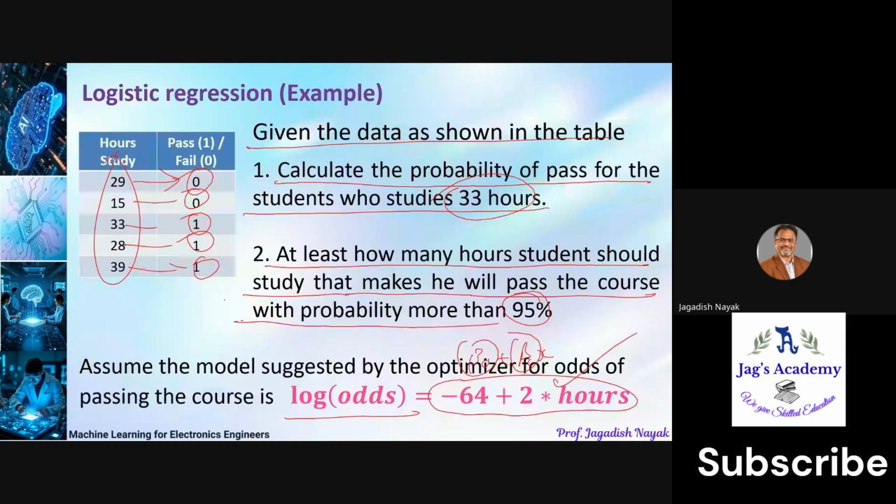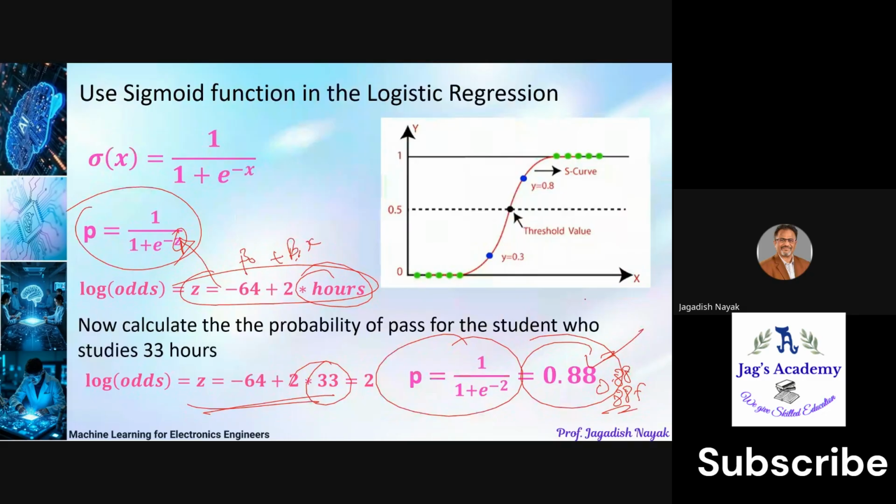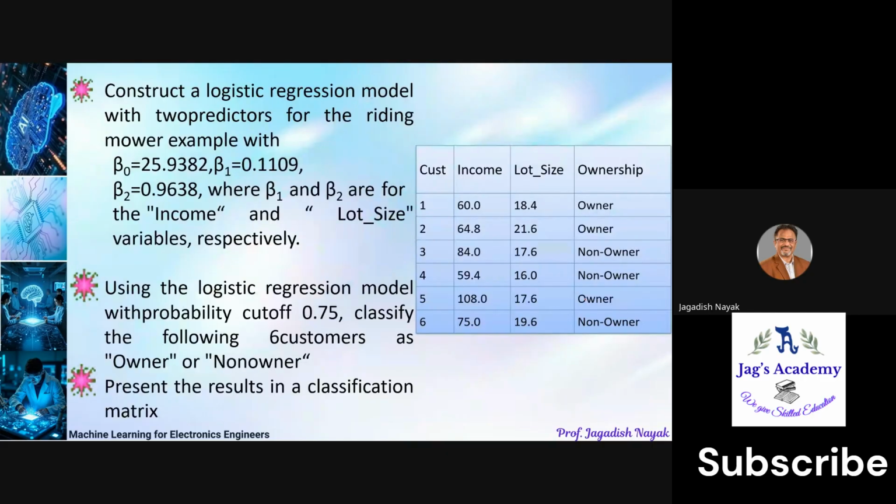Let us now tackle the next question: at least how many hours should a student study to pass the course with a probability of 95%. This is a reverse problem. In the first one we got that there is an 88% chance that he will pass. Now the next version is the reverse of this. You just have to put the value of P as 0.95, and z is given there. Just solve this equation. That's all.